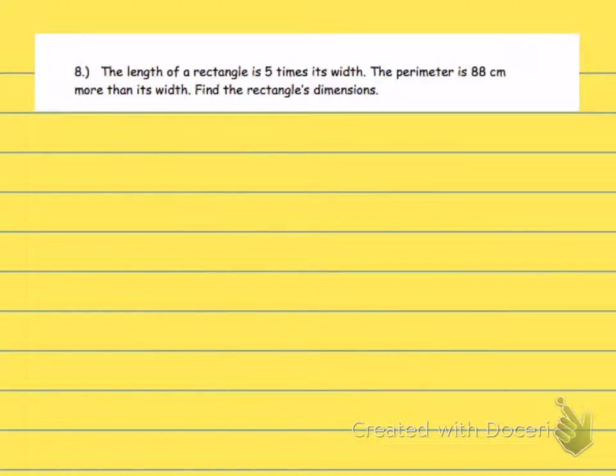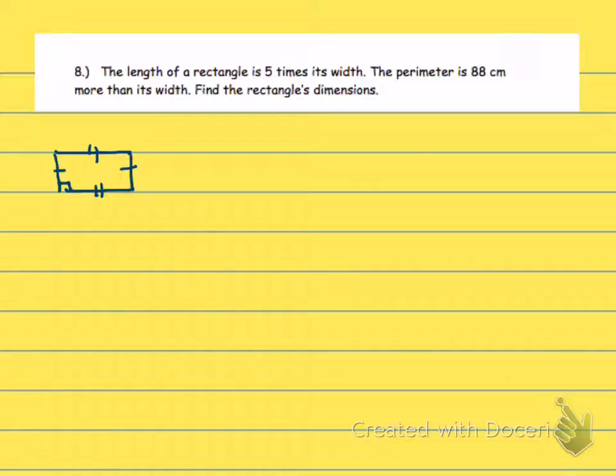So we take a look at number 8, and we've got the length of a rectangle is 5 times its width. The perimeter is 88 centimeters more than its width. Find the rectangle's dimensions. So we're looking for the dimensions of the rectangle. Now, anytime your problem involves some sort of geometry shape, it's going to be a good idea to do a sketch, just to make sure you're kind of keeping track of things. So I'm going to draw my rectangle and kind of plug my unknowns into the rectangle.